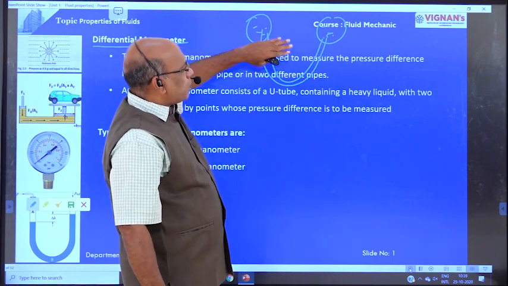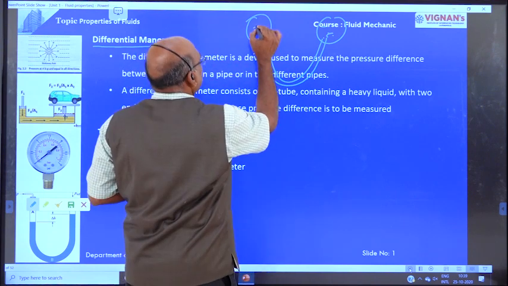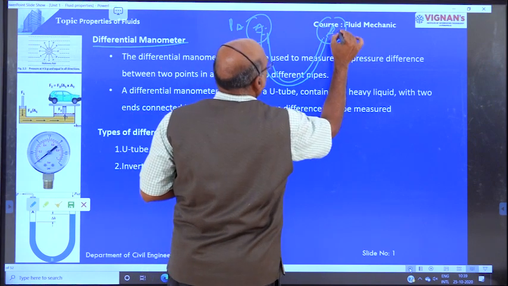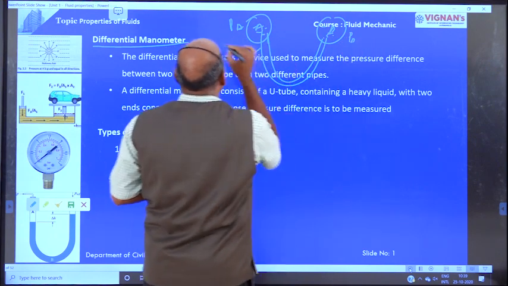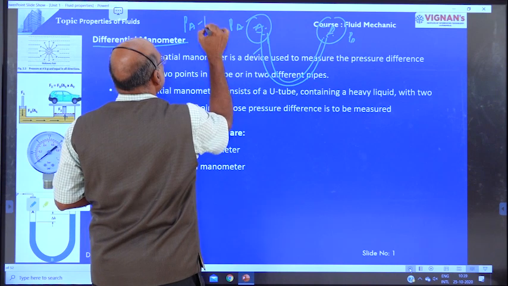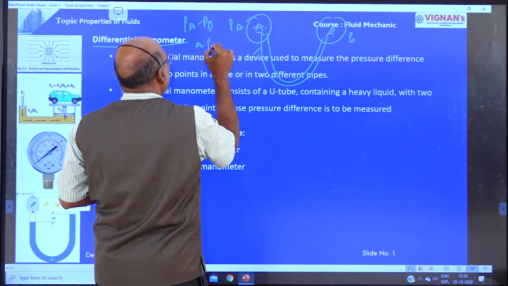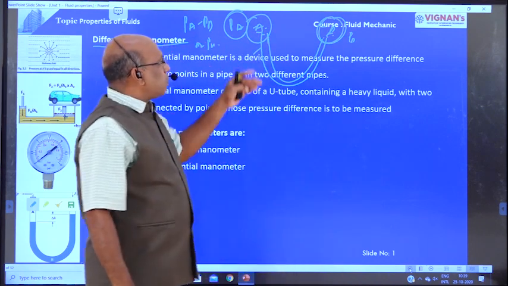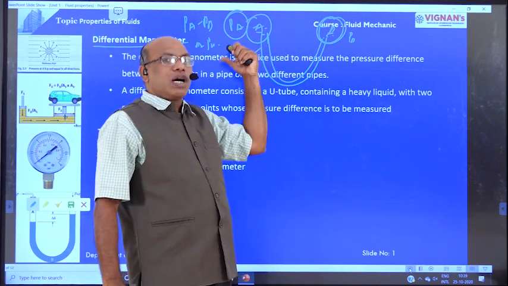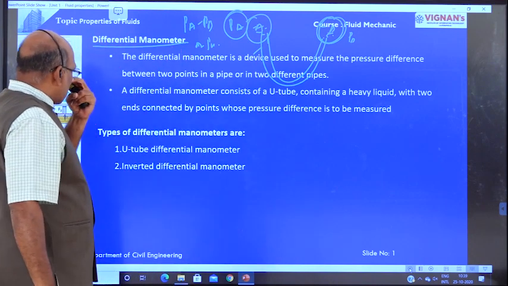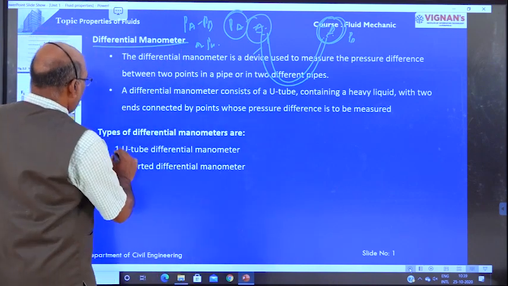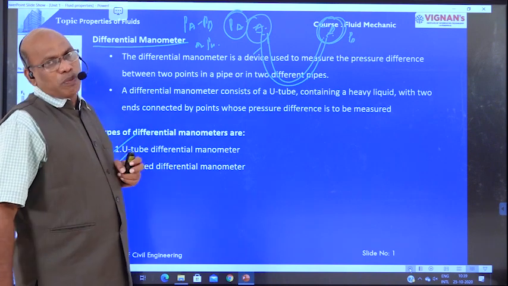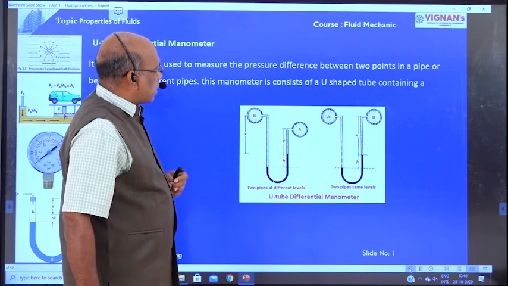The main purpose of the differential manometer is this: this is point A, this is point B. The pressure at point A is PA, the pressure at point B is PB. The pressure difference between these two pipelines, PA minus PB or PB minus PA, is determined by using the differential manometer. Differential manometers are of different types: the U-tube differential manometer and the inverted differential manometer. Right? U-tube differential manometer.